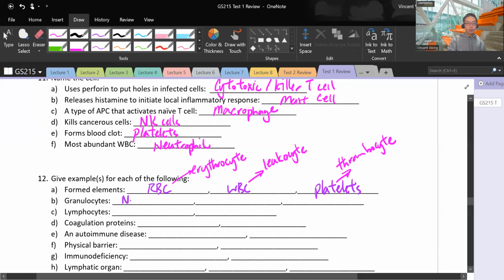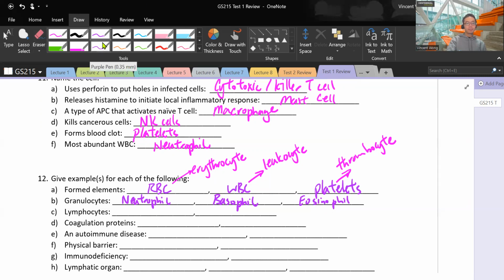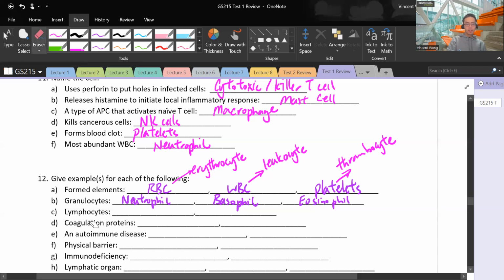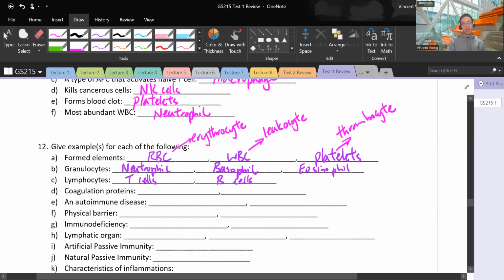Granulocytes here, we have neutrophil, basophil, and eosinophil, right? The one for fighting parasites, if you recall. Lymphocytes, they are T cells and B cells. They both come from the bone marrow, of course, but T cells will move to the thymus where they continue to mature. But the B cells will stay in the bone marrow to mature.